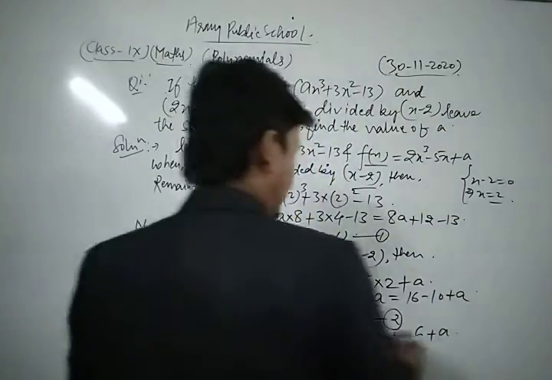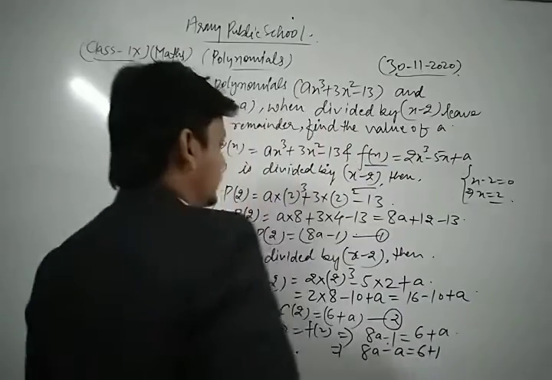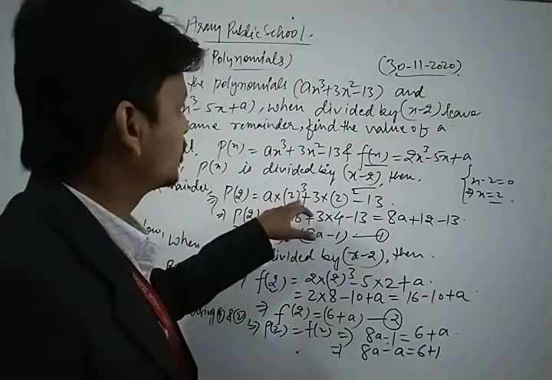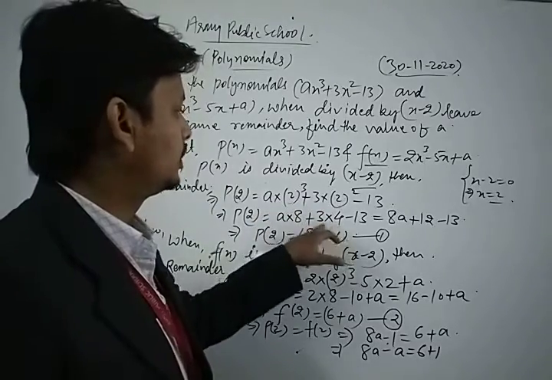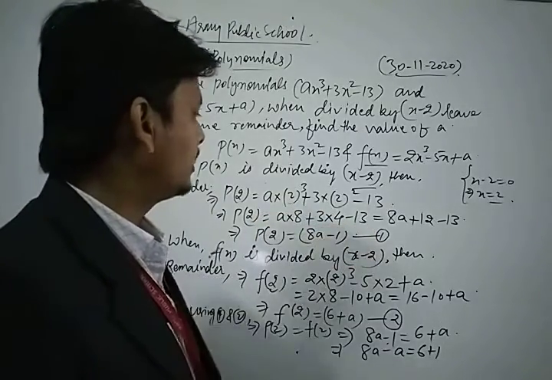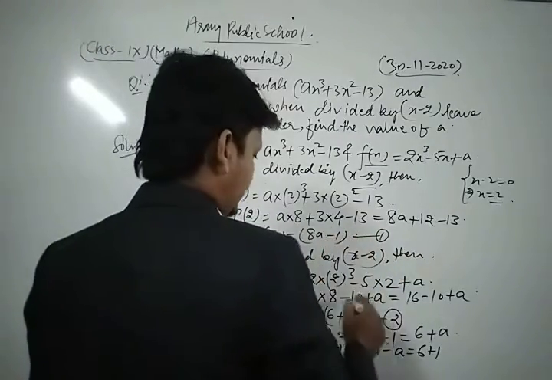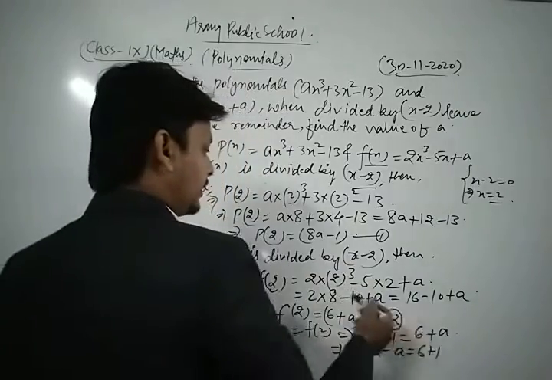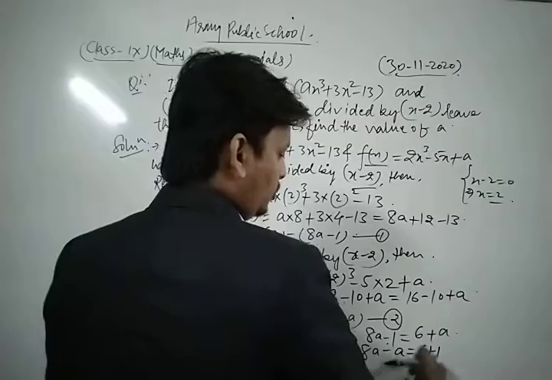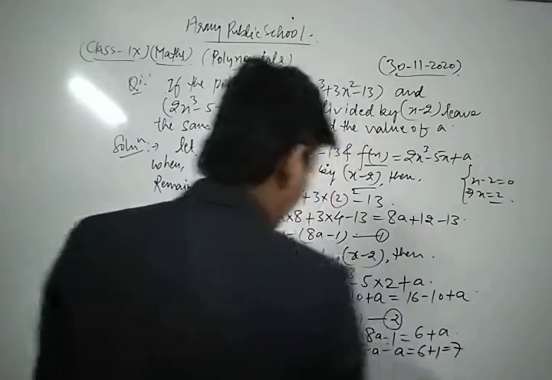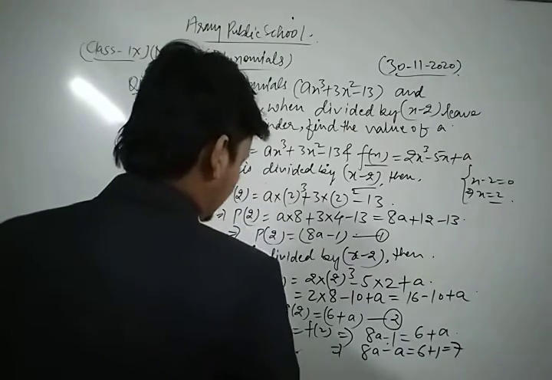Now this is 8a minus a, and the minus 1 transferred to that side is plus 1. Now let's see what the calculation is. After solving them we get 16 minus 10, this is 6, plus 1. So 8a minus a is equal to 6 plus 1, this is 7. So here 8a minus 1a is 7a.